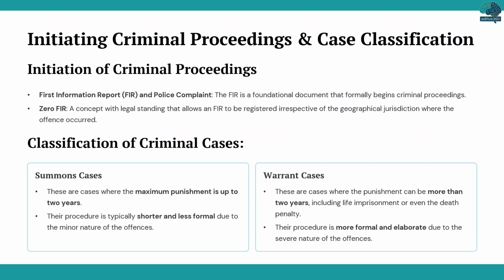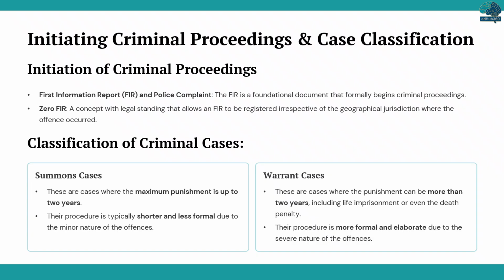Criminal cases are primarily classified into two types: summons cases and warrant cases. Summons cases are typically for offenses where the maximum punishment is up to 2 years. Their procedure is generally shorter and less formal due to the minor nature of these offenses. Warrant cases, conversely, are for more severe offenses where the punishment can exceed 2 years, potentially including life imprisonment or even the death penalty. Due to their serious nature, the procedure for warrant cases is more formal and elaborate.